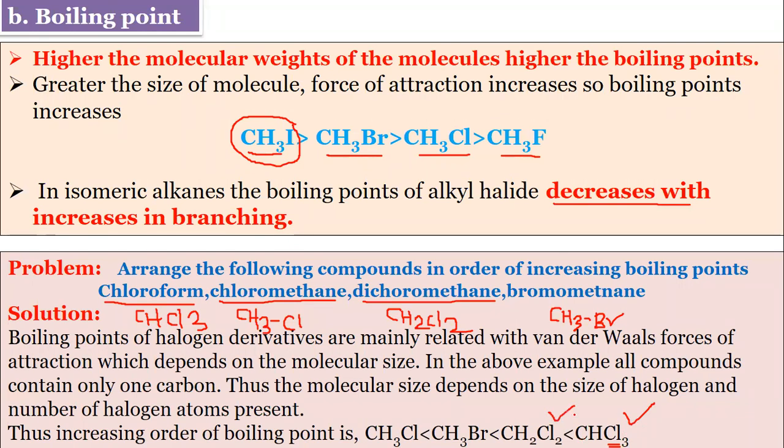Then there are 2 chlorines, and then CH3Cl and CH3Br. Because bromine has the higher molecular weight, its boiling point will be more, and the last will be CH3Cl. Such types of questions may be asked in the examination for 2 marks. Make a practice of arranging these.